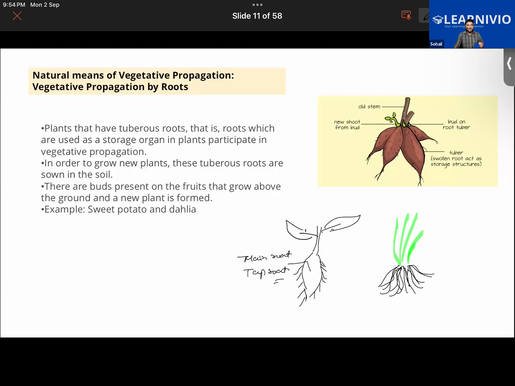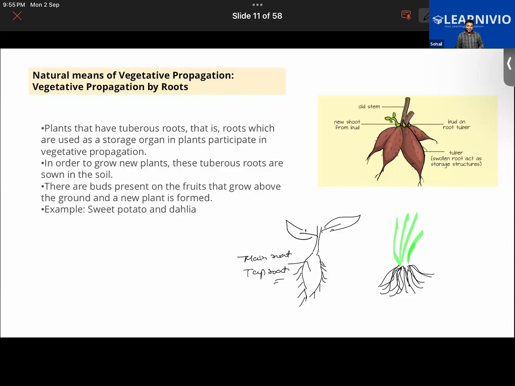Although we know the function of the root. What is the function of root? I'm not asking about the tap root. I'm asking about, in general, what is the function of root? Sir, producing water. Not producing, absorbing. They can't produce the water. They simply absorb the water from the soil. They will be sucking the water from the soil, not producing. Okay. So their main function is to absorb the water from the soil.